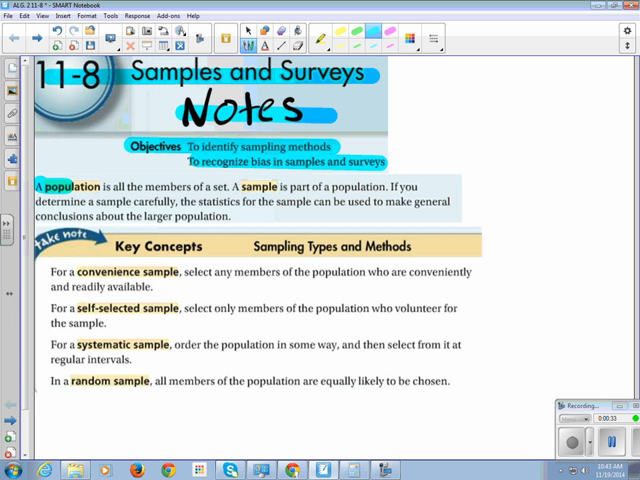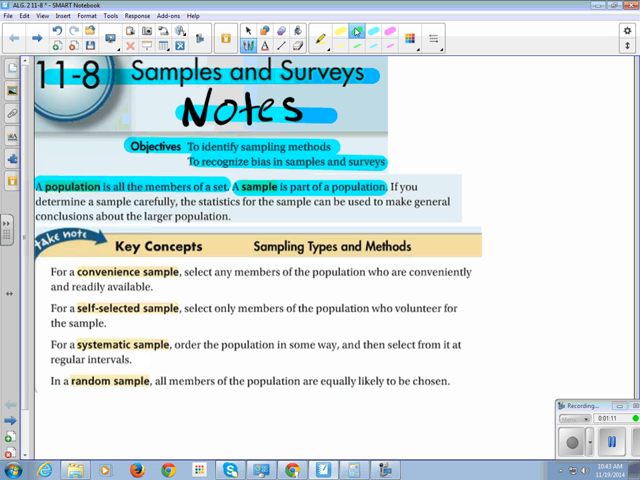A population is all the members of a set, and a sample is a part of a population. If you determine a sample carefully, the statistics for the sample can be used to make general conclusions about the larger population. If you don't determine a sample carefully and you find a crazy outlier, then that is not a very good representation of the general population. So it's really important how we sample.